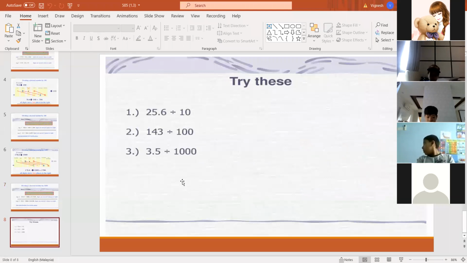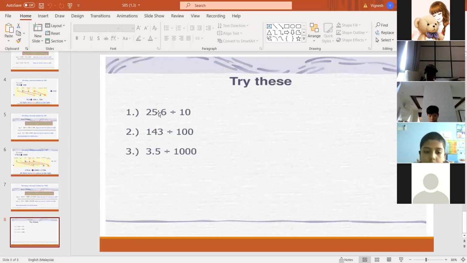So, anyone want to try this before we end the class? 25.6 divided by 10. So, moving the decimal place to the left or right? Left. So, what is the answer? Is it 2 or 56? No, not 2 or 56. Moving decimal places only. 25.6 divided by 10 will be 2.56. Very good.